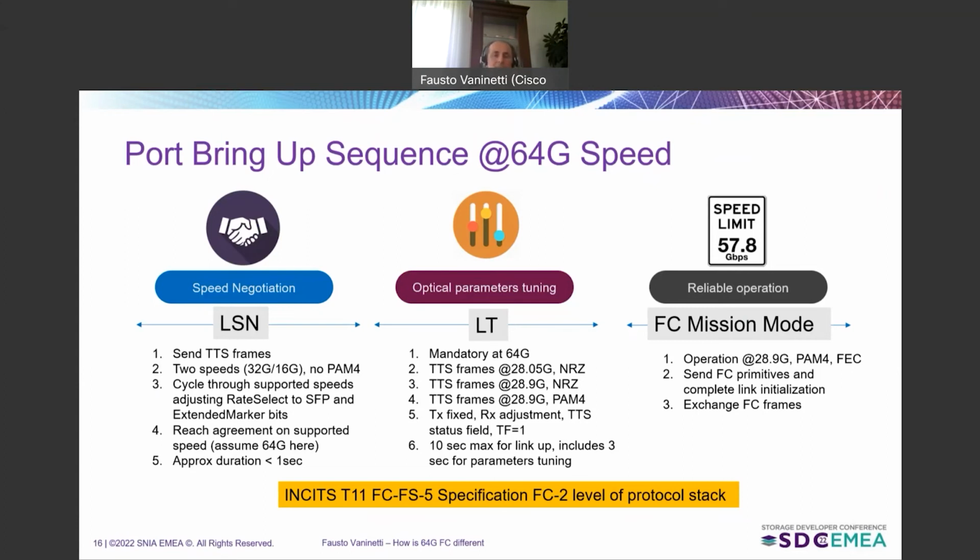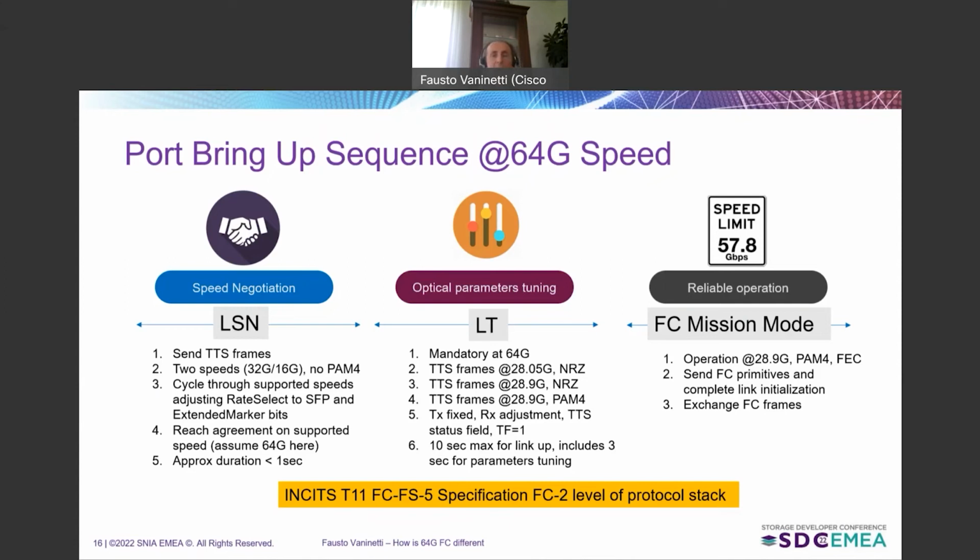So the key difference I want to point out between 64 gig fiber channel and previous speeds in terms of port bring up is that now it takes a few seconds before a link can be operational. We say mission mode when we start transmitting fiber channel frames. And this is because the speed negotiation is a pretty fast process, and it takes less than 1 second. And this is the same for 16 gig, 32 gig, or 64 gig fiber channel.